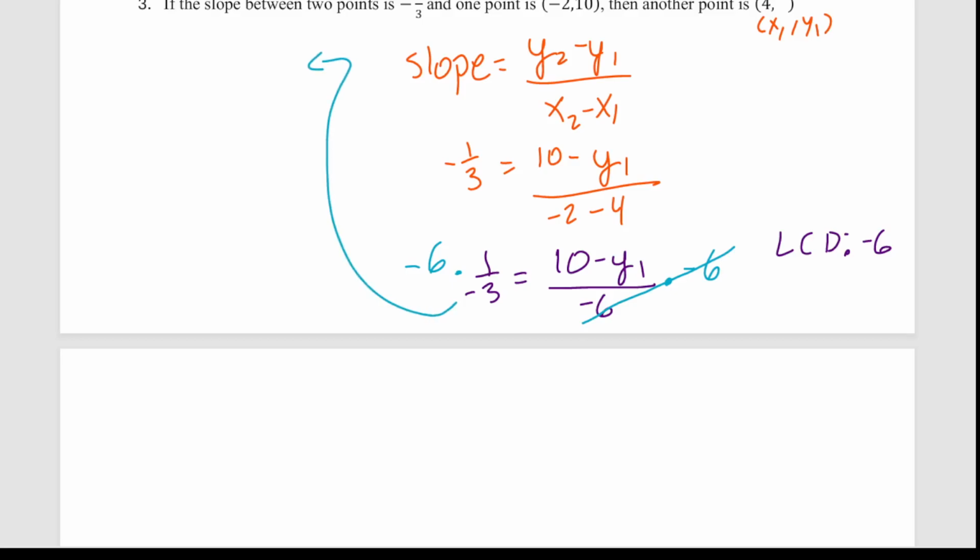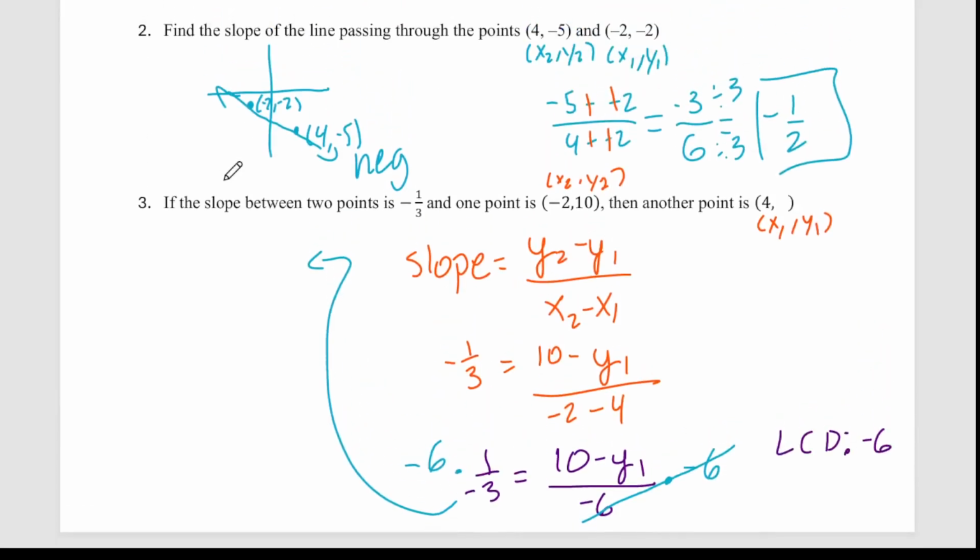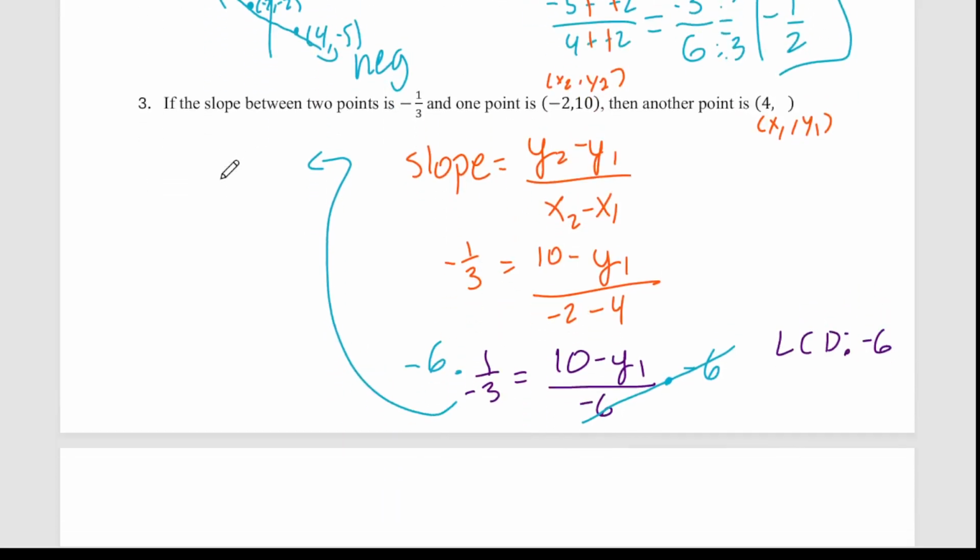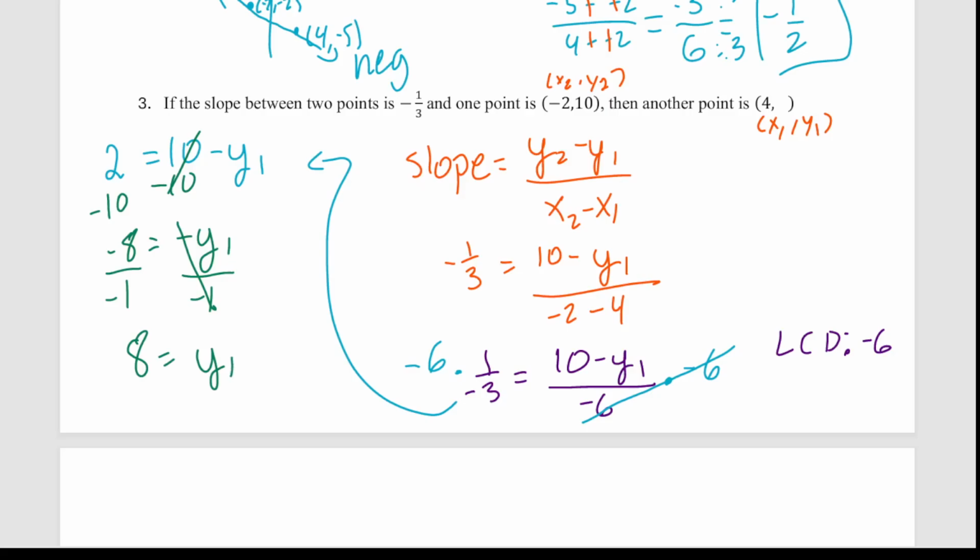I'm going to continue this up here just so that if you're reading the notes later, it flows on the same page. So then we get 2 is equal to 10 minus y1. My goal is to get y1 by itself, so I'm going to subtract 10 from both sides. 2 minus 10 gets us negative 8, equals a negative y1. y1's being secretly multiplied by negative 1 right now, so I'm going to divide both sides by negative 1. And then I will get positive 8 is equal to y1. So that final coordinate is 4, 8, with 8 being that missing piece.